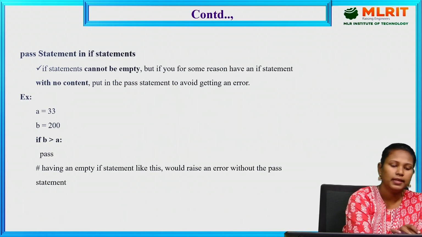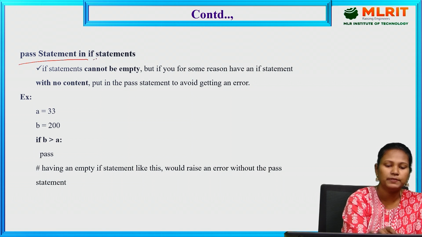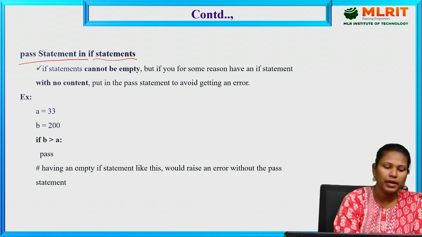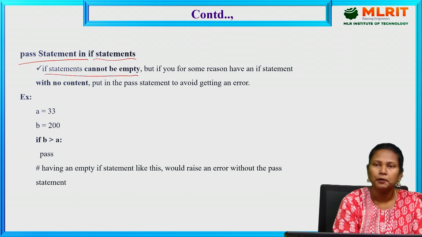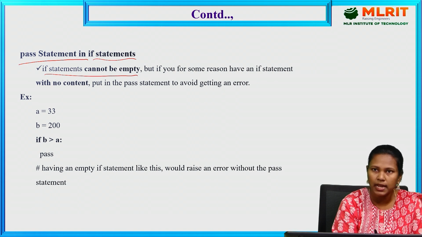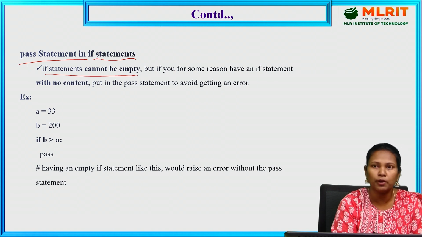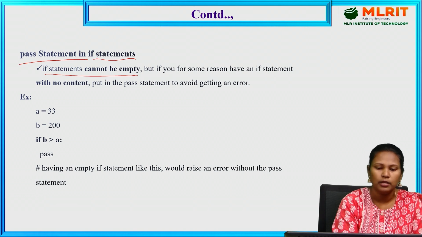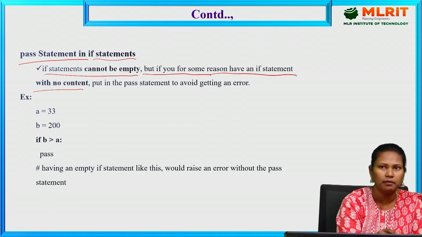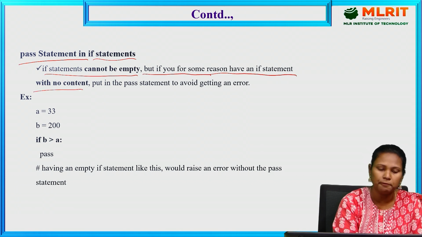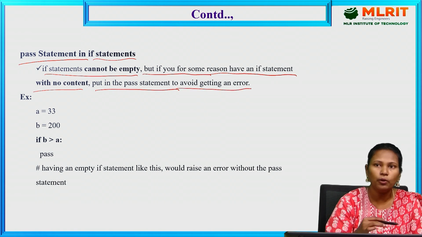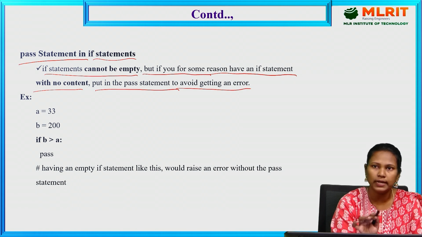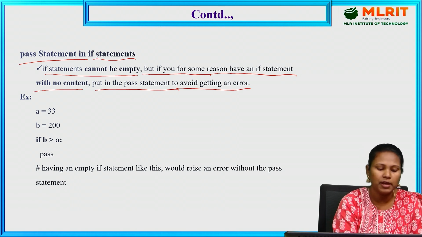Now the next one is the pass statement in if statements. In if we use the pass statement also. If statements cannot be empty. In the if, we need to write the condition as well as the block of statements. If you don't write it, it will show an error. But if for some reason you have an if statement with no content, put in the pass statement to avoid getting an error. So without getting the error, we need to make it an executable statement. We use the pass.